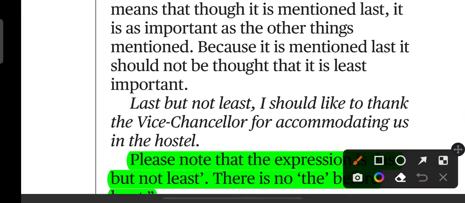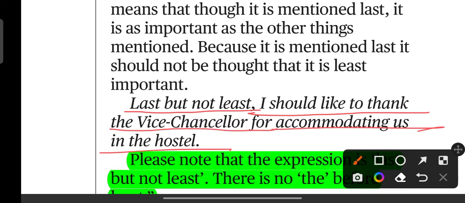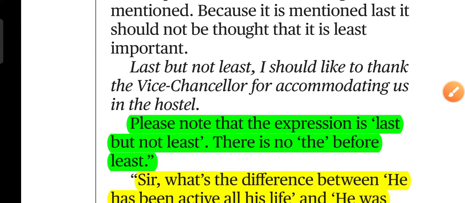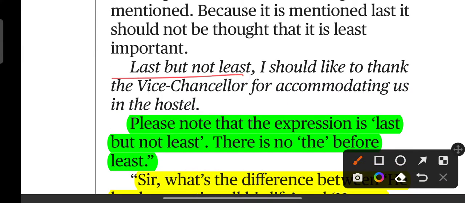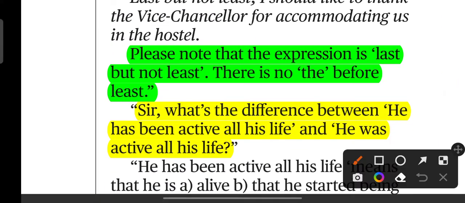Again, here is one example. Last but not least, I should like to thank the vice chancellor for accommodating us in the hostel. Okay, so this was an example. You can note down this. So please note that the expression is last but not least, which I have told you earlier. Okay, this is the correct expression, last but not least. There is no the before least. Okay, so you have to keep in mind.